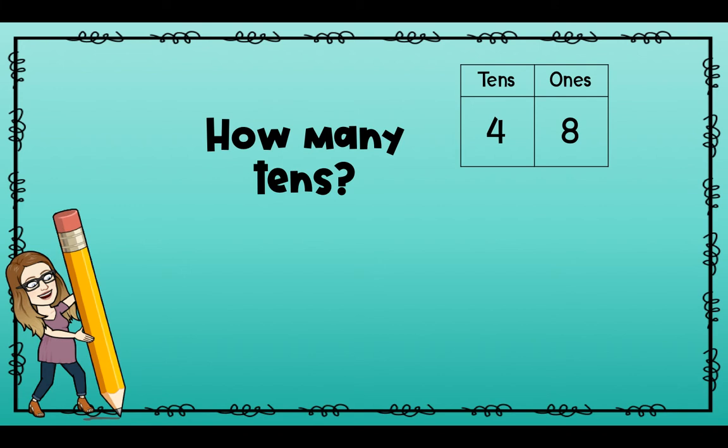So how do we go the other way then? If I give you the number 48, how do I know how many tens there are? I look in the tens column to see what number is there. So how many tens are in the number 48? 4. How many tens are in the number 56? I look in the tens column for the number 5.